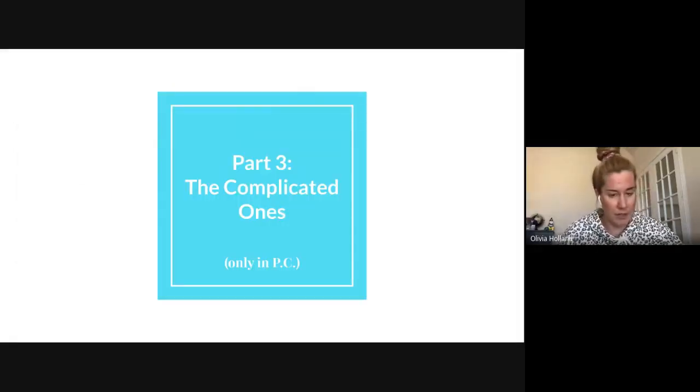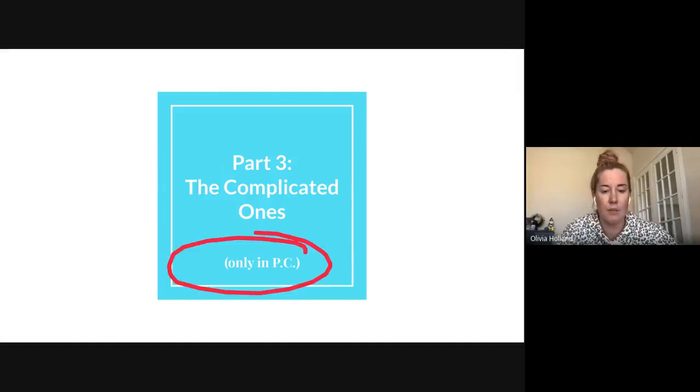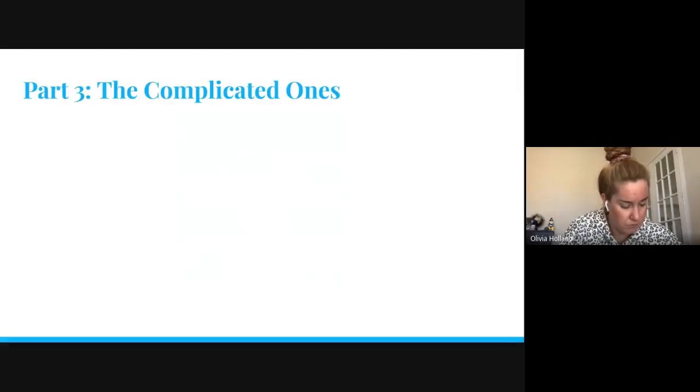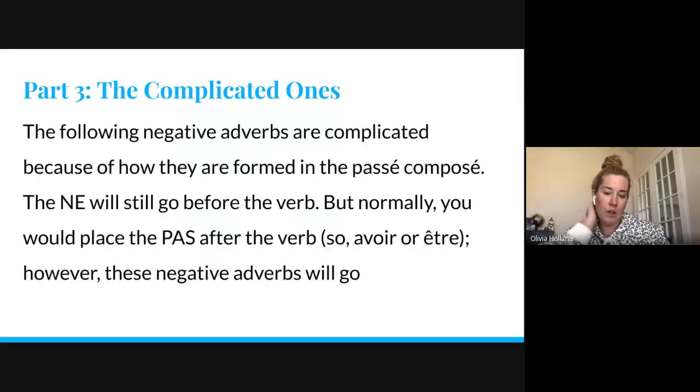Okay, the next one, we're going to deal with the more complicated ones. But one thing to note here is that these complicated ones are only in passé composé. So the following negative adverbs are complicated because of how they are formed in le passé composé. So the ne will still go before the verb. That's not changing. But normally you would put the pas after the verb, okay, which is avoir, être.